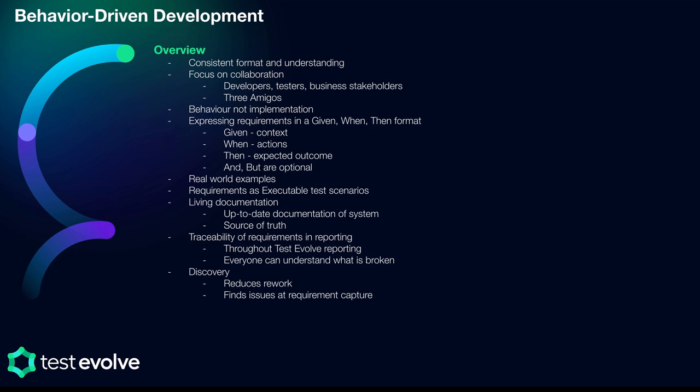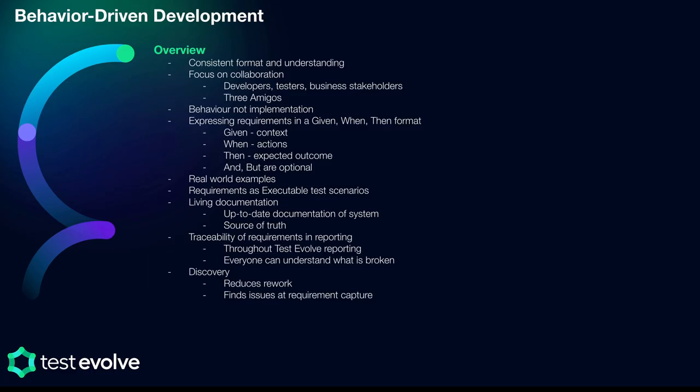And given the language is understood by everyone, that makes the traceability to the requirements in reporting really, really useful. So throughout all of our Test Evolve reporting, be it local reporting or in your CI pipelines or in our cloud reporting platform, Halo, you'll always have this traceability to these given when then steps and the original requirement that the business, the developers, the testers all agreed on at the start of the project or the start of the development of the feature.